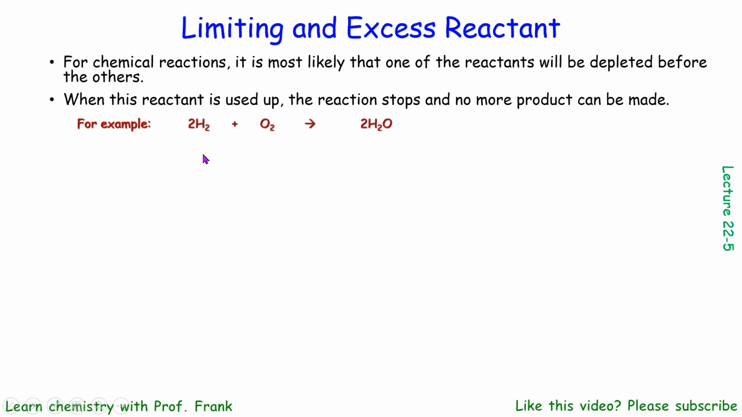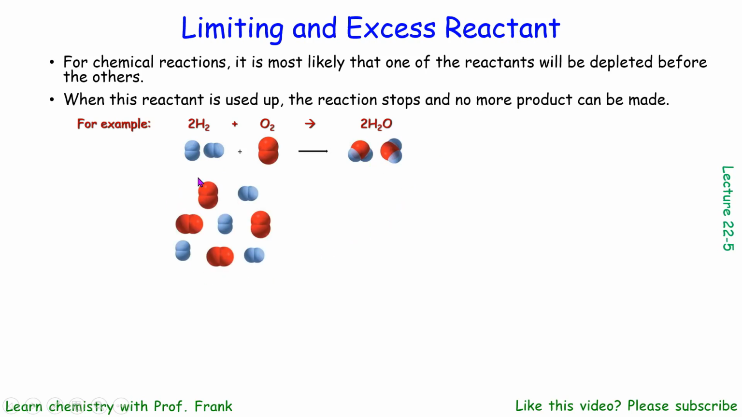Let's take a look at this example. 2 hydrogen molecules reacting with 1 oxygen molecule forming 2 water molecules. Okay, so that's another way of representing this reaction. And now, if we start with 4 oxygen molecules and 4 hydrogen molecules, then after the reaction, how many water molecules are formed? That should be 4 water molecules are formed.